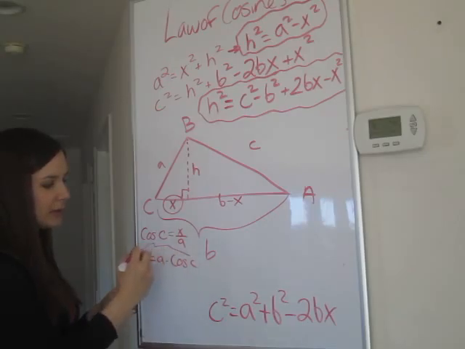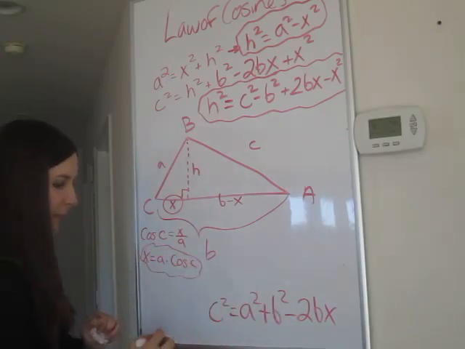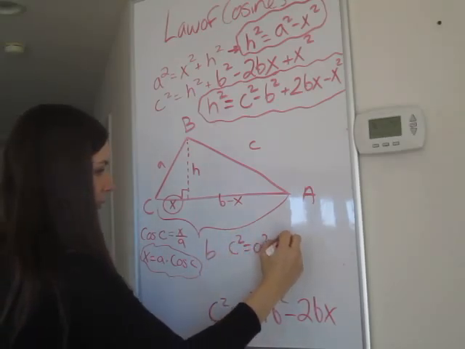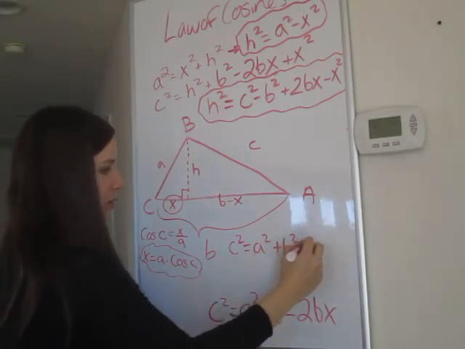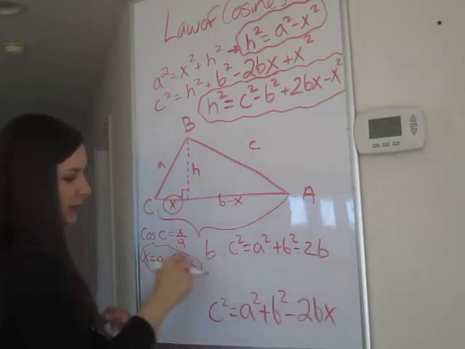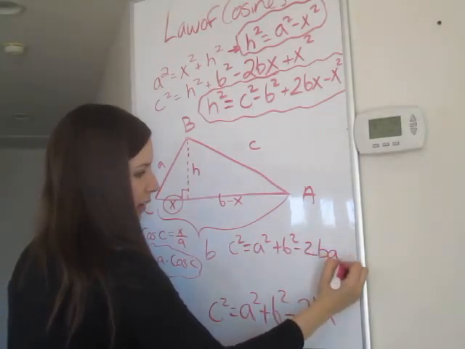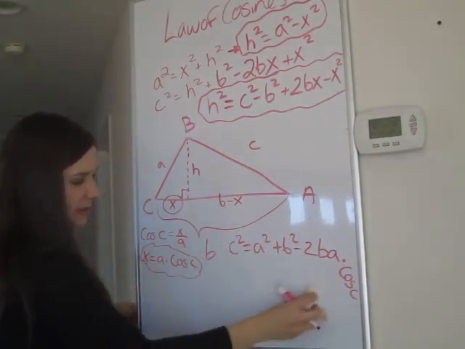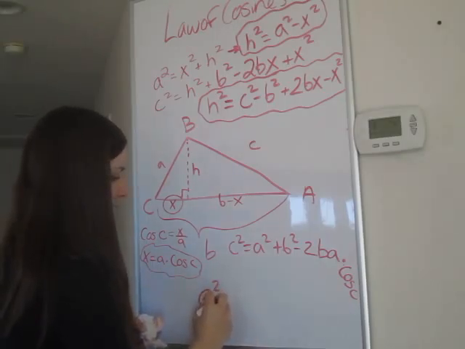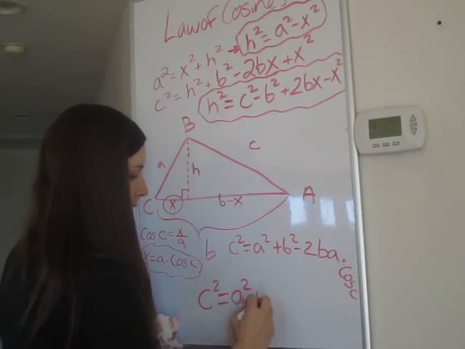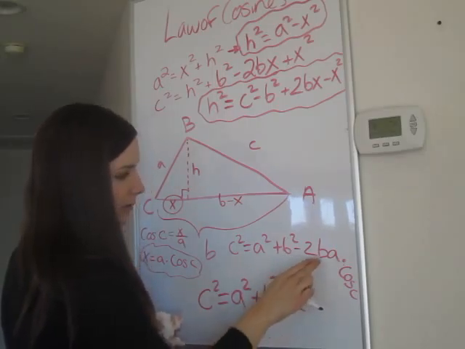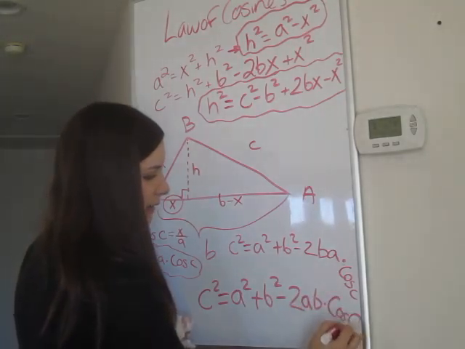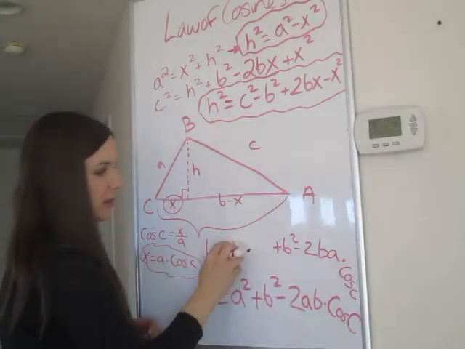So I can go ahead and substitute this information in here. I'm going to get the equation c squared equals a squared plus b squared, which is what I had before, minus 2b, and then if I substitute in x here, a times cosine c. And then I'm just going to rearrange this and write this nicely. So this is the law of cosines. c squared equals a squared plus b squared minus 2, and I'm just going to switch the order of those, ab times cosine c. Okay, then the question is, what did I just figure out?